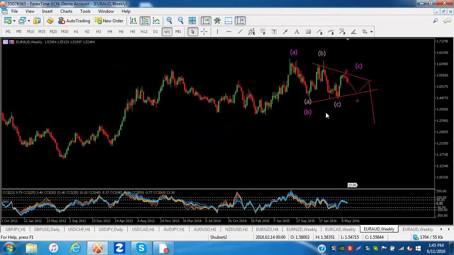Sorry about that. Anyways, here we have this triangle, and if we look at the waves, we have A, B, C. Now we're in wave D right here. It's just starting. So this wave D should come down and retouch this trend line somewhere down here. Then we'll go up for wave E, and that will complete the triangle, and then we'll have a major move breaking out of the triangle.